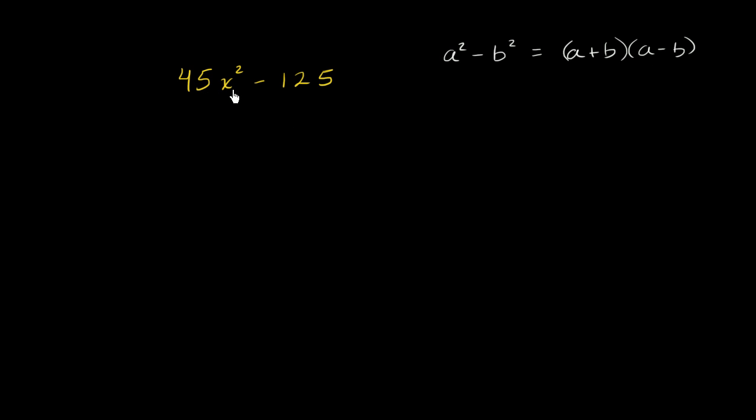So let's look over here. Well, over here, it's not obvious that this right over here is a perfect square. Neither is it obvious that this right over here is a perfect square. So it's not clear to me that this is a difference of squares.